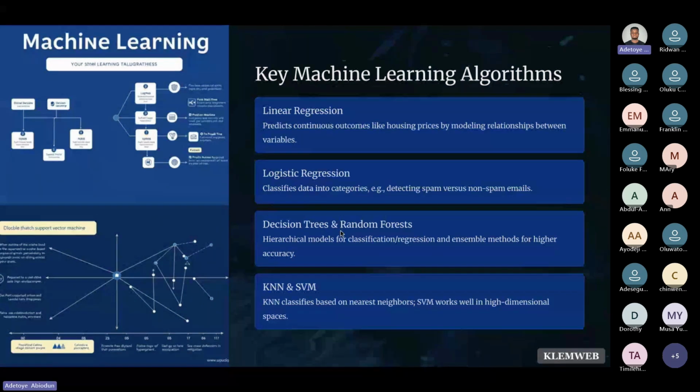So that is logistic. We also have a decision tree and random forest. So hierarchical models for classification, regression, and ensemble method for higher accuracy. So we also have the KNN and the SVM.